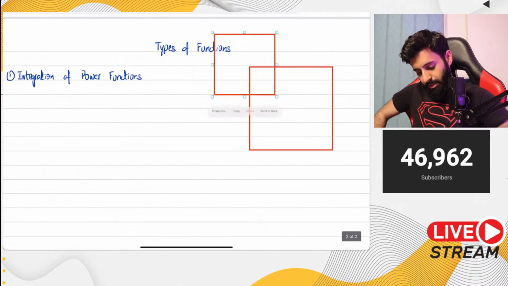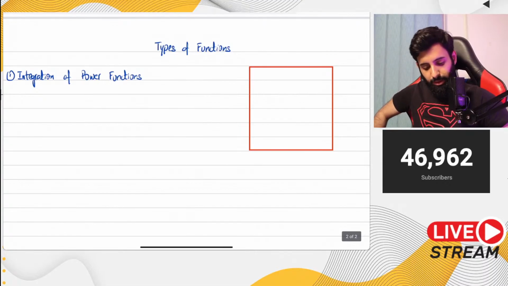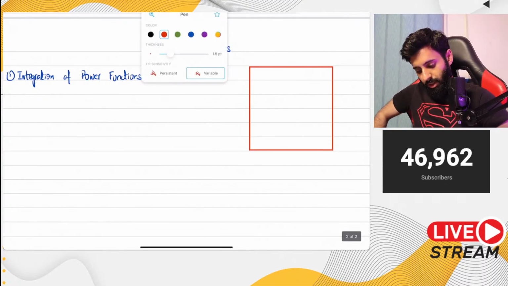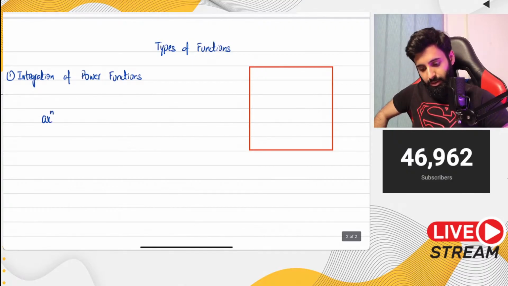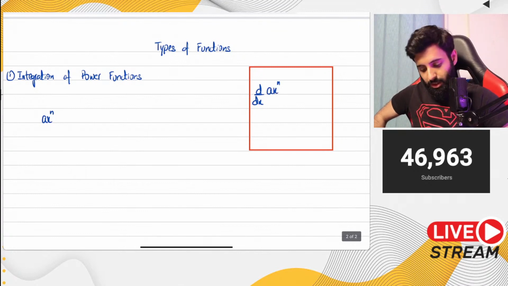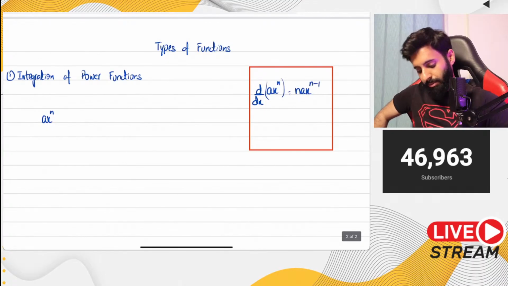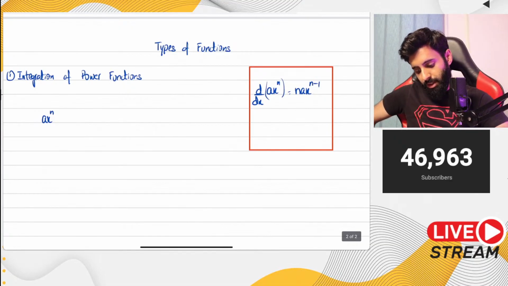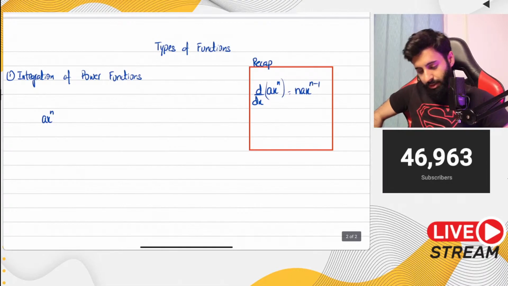What does a power function look like? A power function looks like this: ax to the power n. So that's what we're talking about. Now, how do you differentiate a power function? d upon dx of ax to the power of n is differentiated by multiplying the power with the entire function and taking one away from the power. This is how you differentiate this. So this is a recap of differentiation.